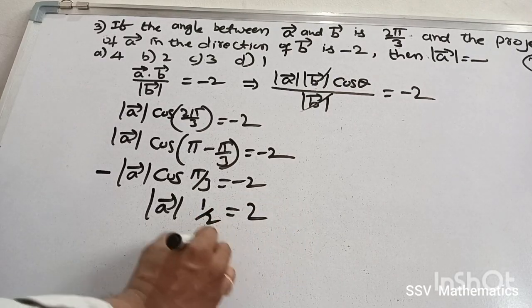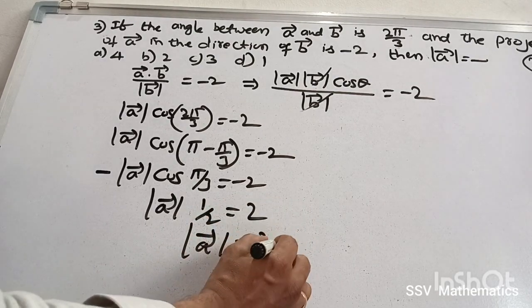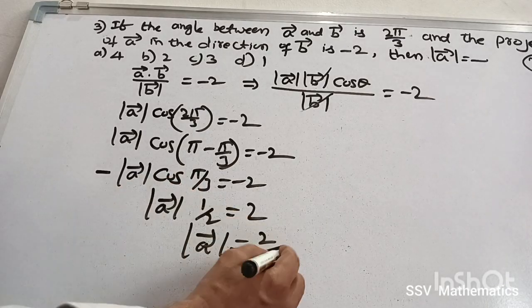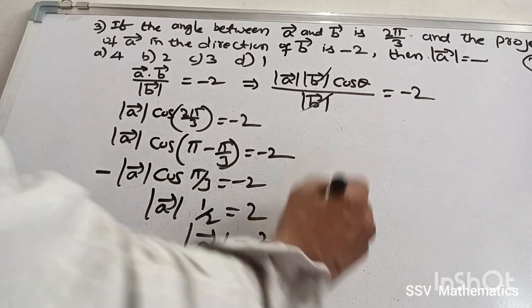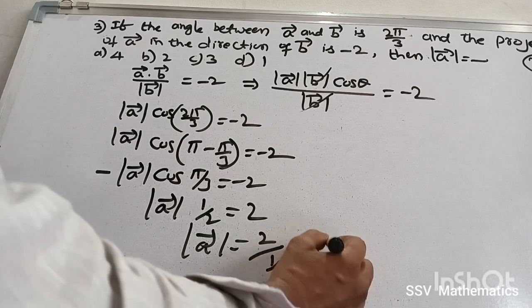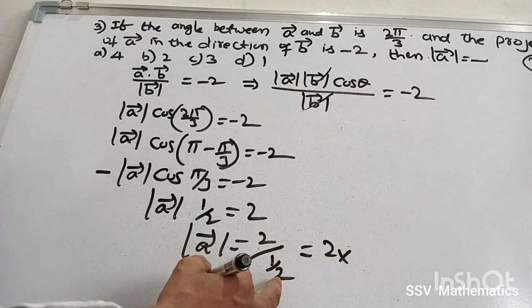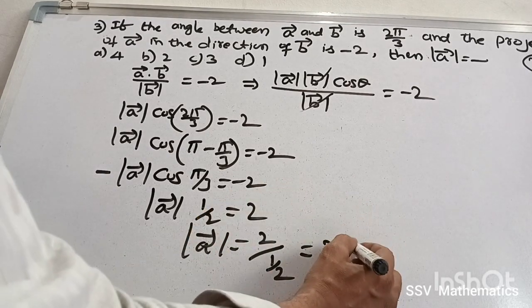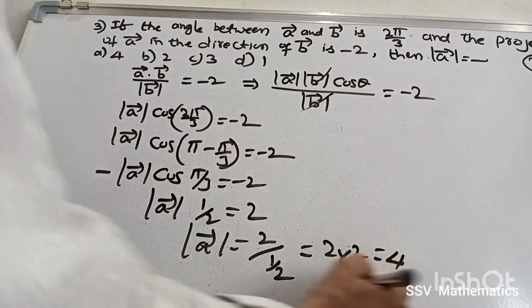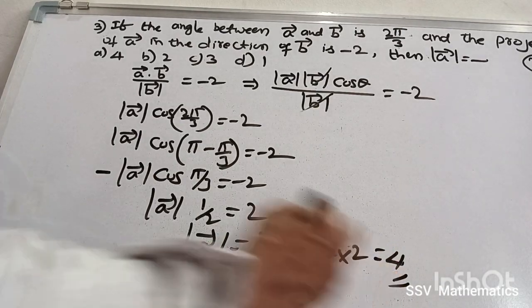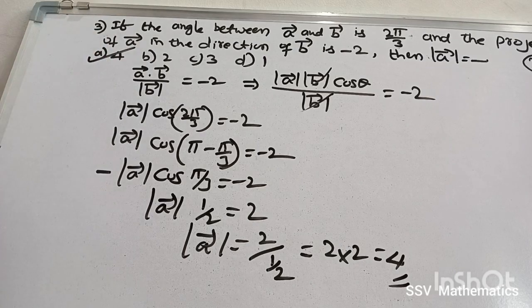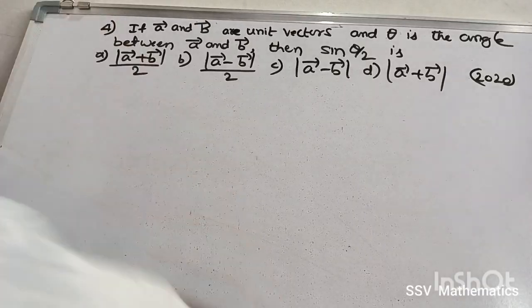So we want magnitude of A, which is equal to 2 divided by 1 by 2. Take 1 by 2 to the right hand side denominator, so this 2 comes to the numerator. So 2 into 2, this is 4. Magnitude of A is equal to 4. Option A is correct. Next problem.